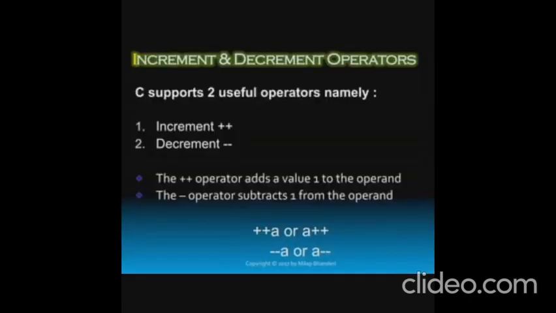And fifth one is increment and decrement operators. First, what are the increment and decrement operators? The increment operator is used to increment the value of a variable by 1. Similarly, the decrement operator is used to decrement the value of a variable by 1. C allows two very useful operators not generally found in other languages. These are increment and decrement operators. C supports two useful operators, namely increment plus plus, decrement minus minus. The plus plus operator adds a value 1 to the operand. The minus minus operator subtracts 1 from the operand.